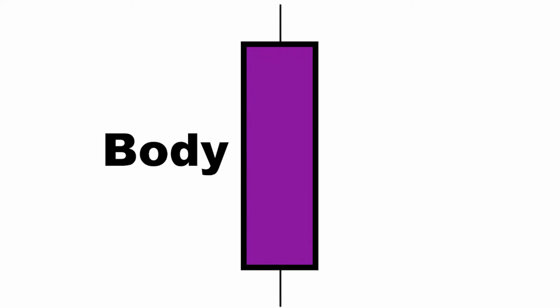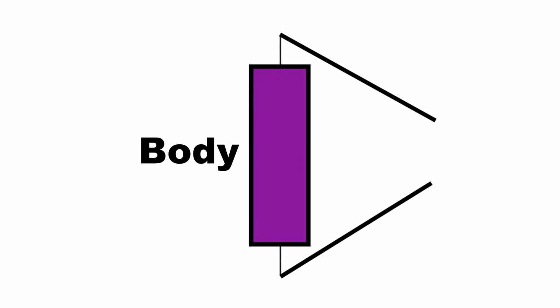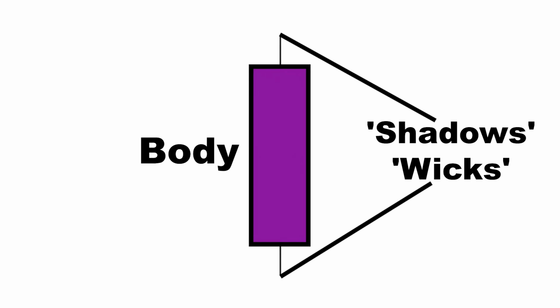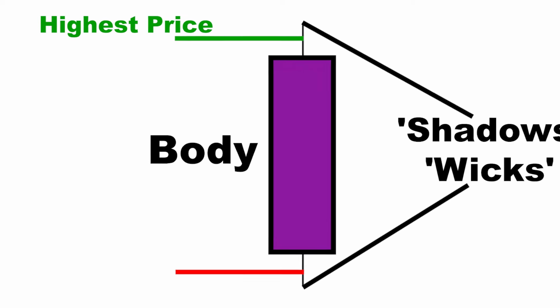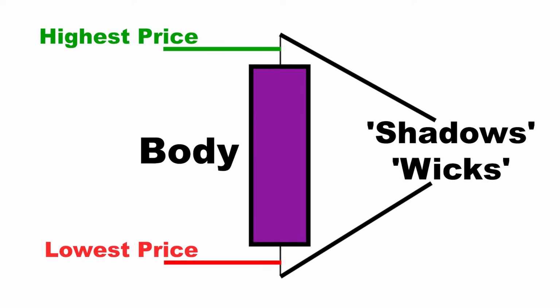The rectangular part of the candlestick is called the body. The lines extending from the body are called shadows or wicks. The top of the upper wick indicates the highest price, while the bottom of the lower wick shows the lowest price within the time frame.